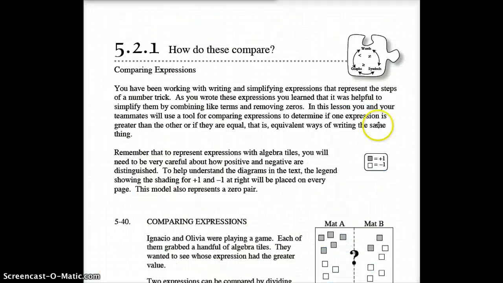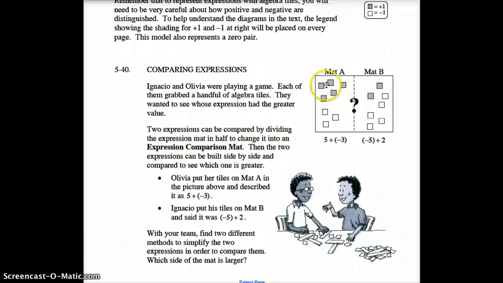An expression mat. You can see it right here. This is what an expression mat is, where we have a mat A and we have a mat B. And we use them to compare each other. And so you understand, gray tiles like this are positives, and clear tiles like this are negatives. So positive, negative. Now, it should make sense to you.